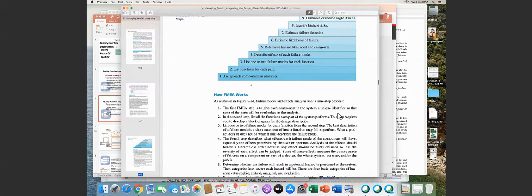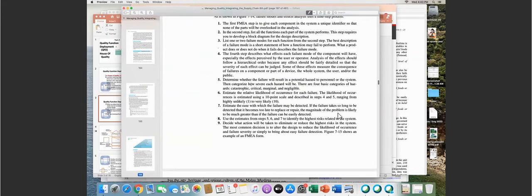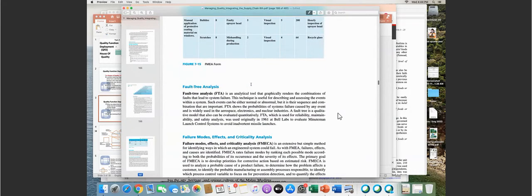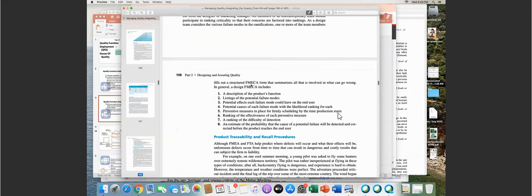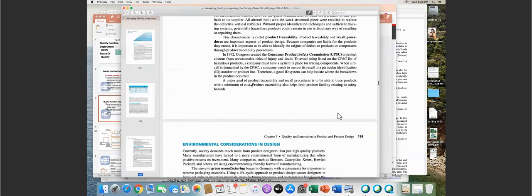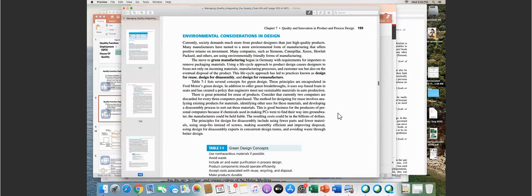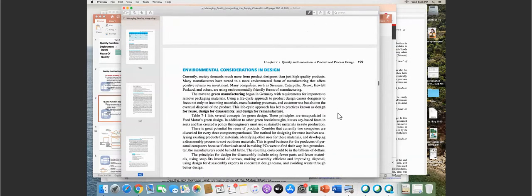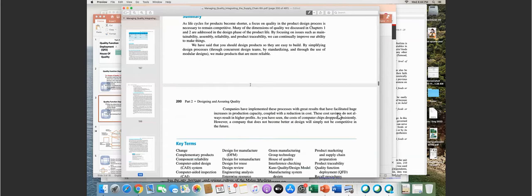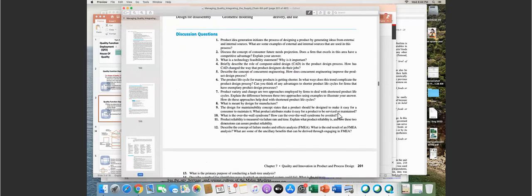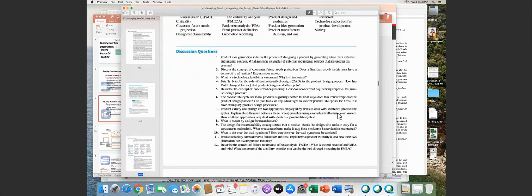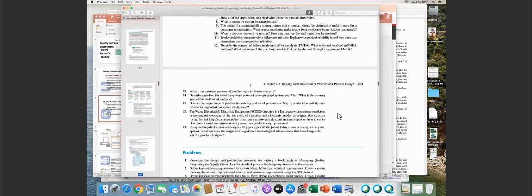Please read. This is all how to do designing. So, environmental design, we have looked at it already. Okay, we have finished this chapter.